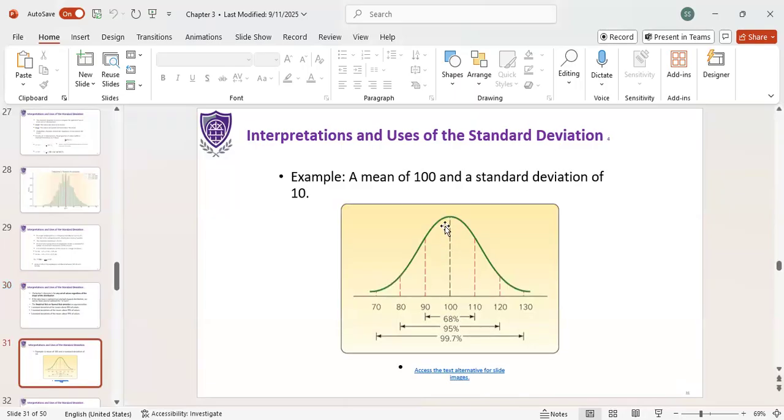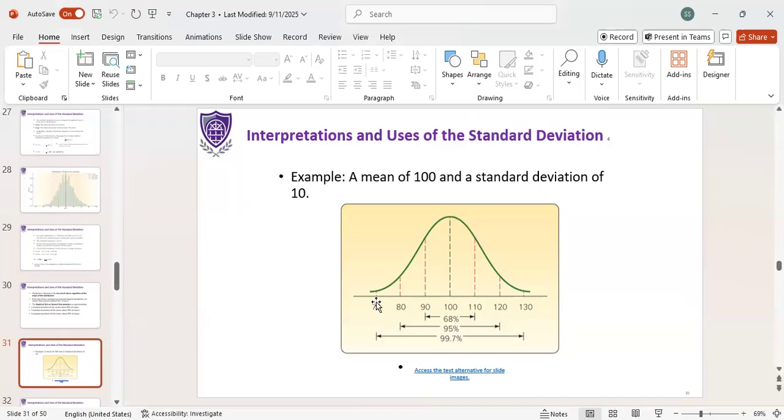And here is an example. We have a mean of 100 and a standard deviation of 10. If you calculate one standard deviation below the mean, which is 100 minus 10, and 100 plus 10 for above the mean, between 90 and 110 will be within one standard deviation of the mean, which is 68% of the data. Within two standard deviations from the mean, which is 100 minus 2 times 10 and 100 plus 2 times 10, which is 80 and 120, will be 95%.